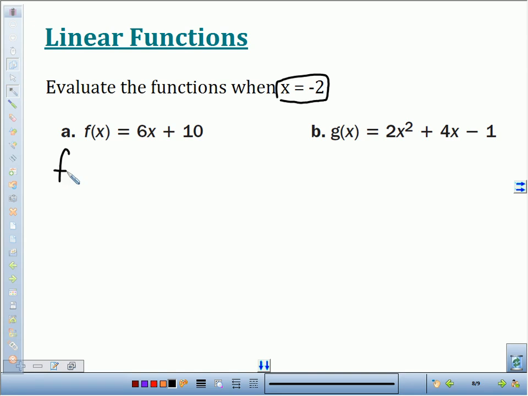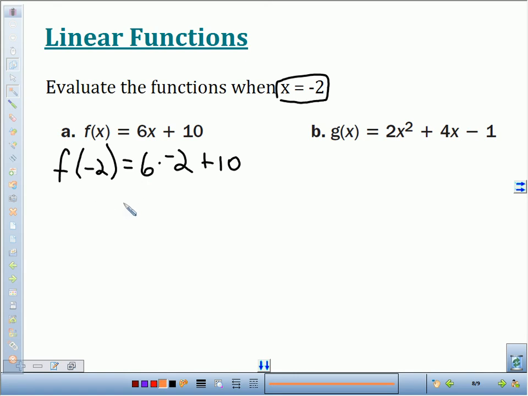We want to know the value of this function when x equals negative 2. So we write it as f of negative 2. F of x becomes f of negative 2 because x equals negative 2. I have 6x plus 10, and just like we did in section 1.2, anywhere we see x, we're going to replace it with negative 2. So I have 6 times negative 2 plus 10.